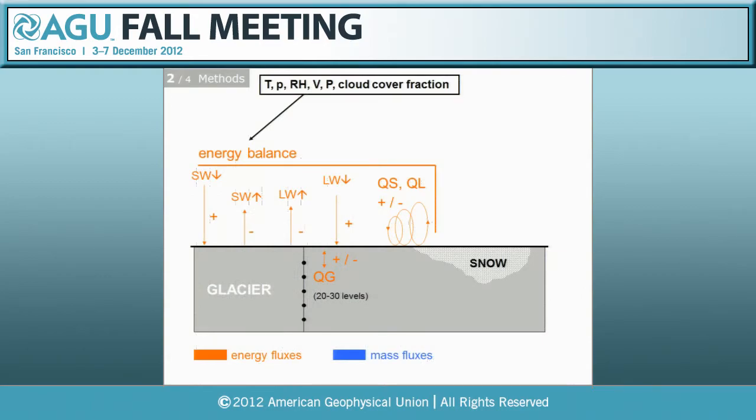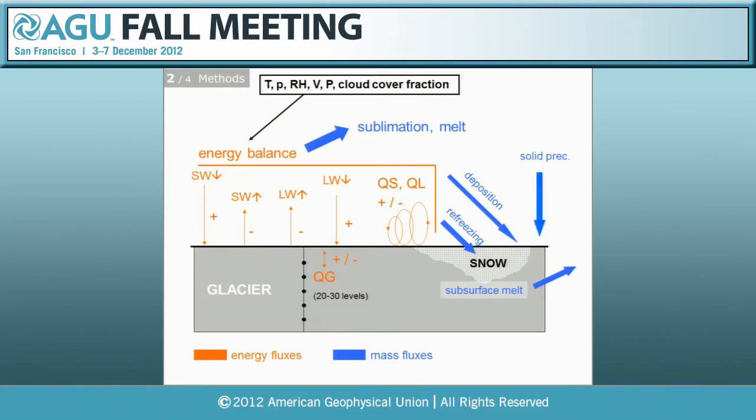The second model in the game is a physically based glacier mass balance model. At its upper boundaries, that's the black rectangle, it sees the local conditions of air temperature, air pressure, relative humidity, wind speed, precipitation, and cloud cover. And from this input, it solves the full energy balance. And then from the energy balance, the model generates mass fluxes of sublimation, melt, surface deposition, refreezing in the snowpack, subsurface melt, and together with solid precipitation, this gives you a good indication of the mass balance.